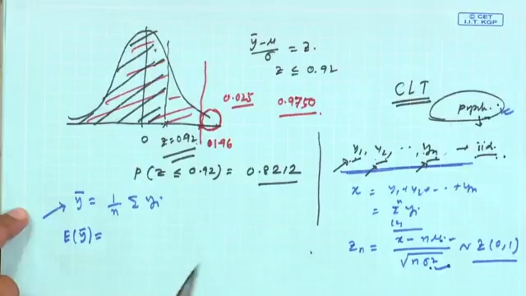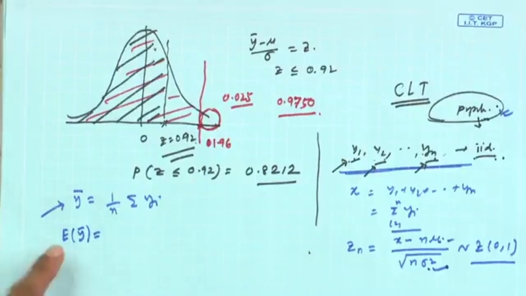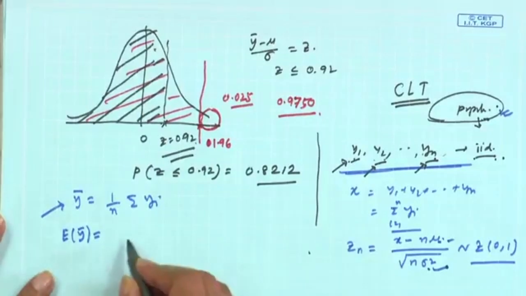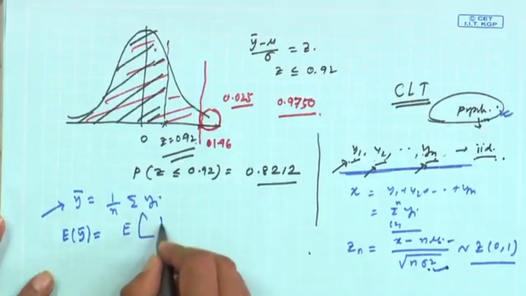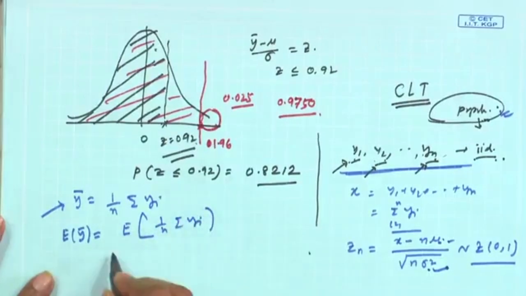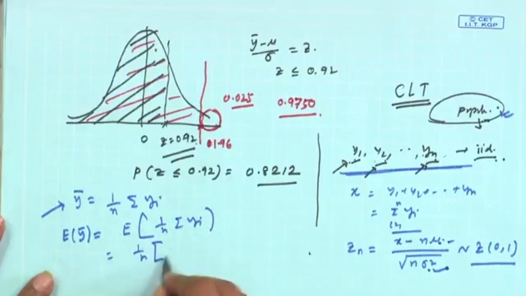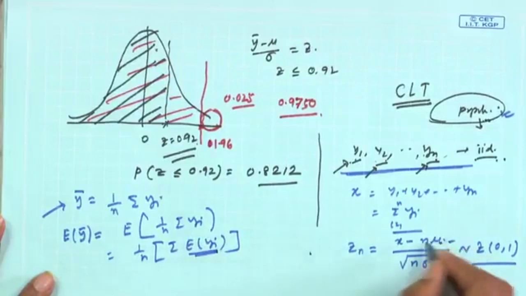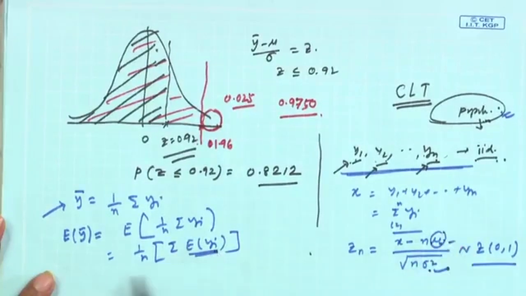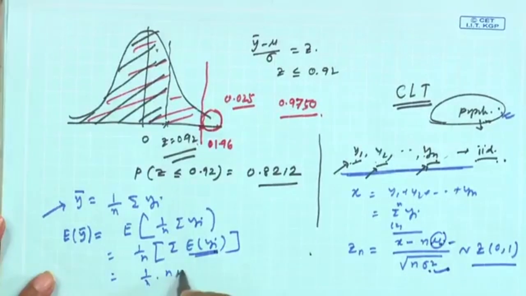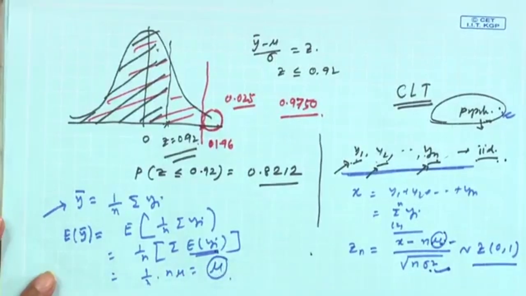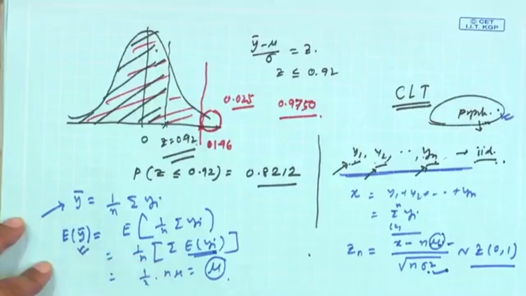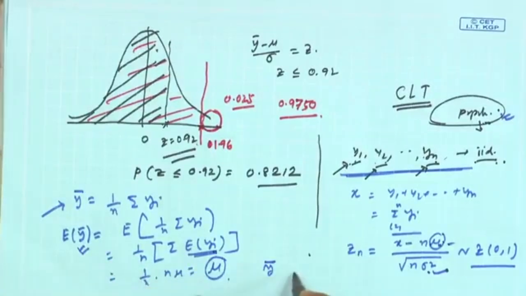Okay. So, it has an expected value. What will be the expected value of y bar? Let us see that. It will be the expected value of 1 by n sum of y i, which is 1 by n, that means sum of the expected value of y i. Expected value of y i is mu. So, the sum of mu will be n mu, and 1 by n into n mu equals mu. So that means y bar is a random variable and it has mean mu.